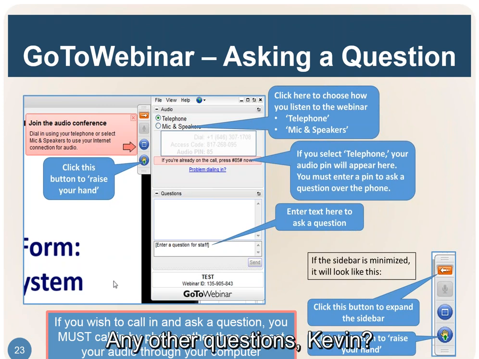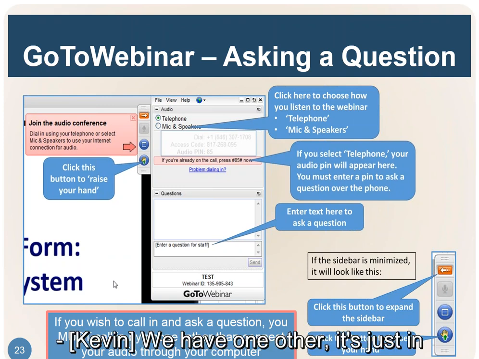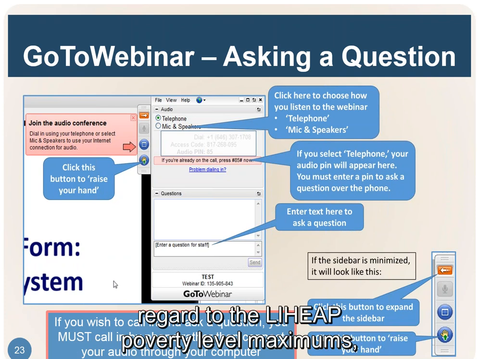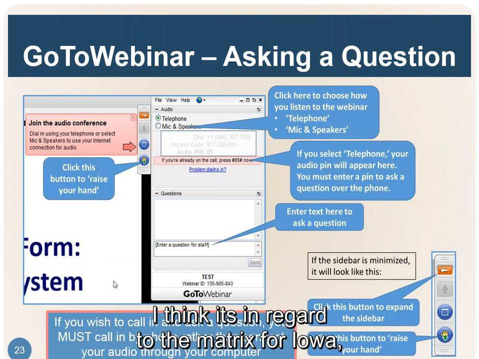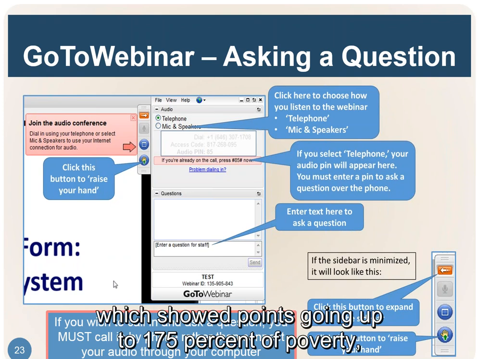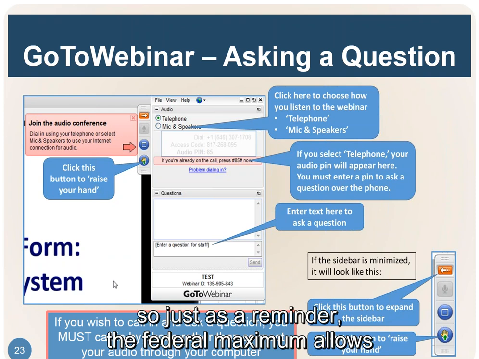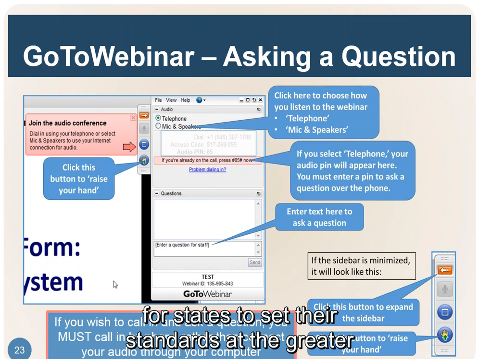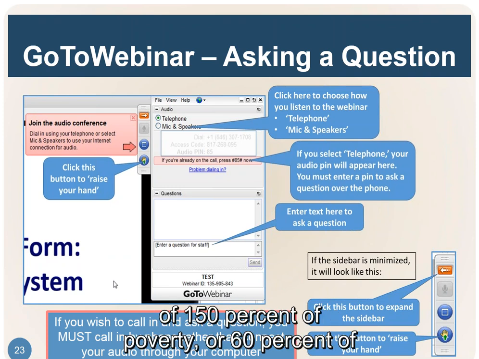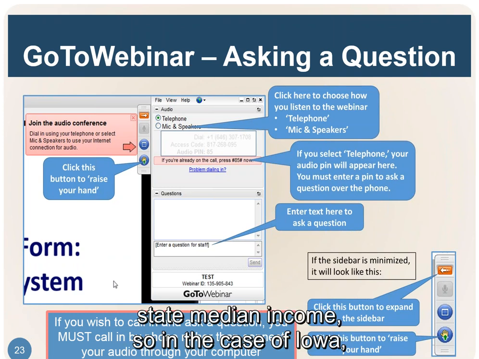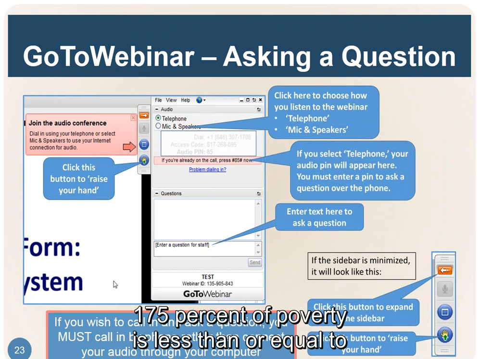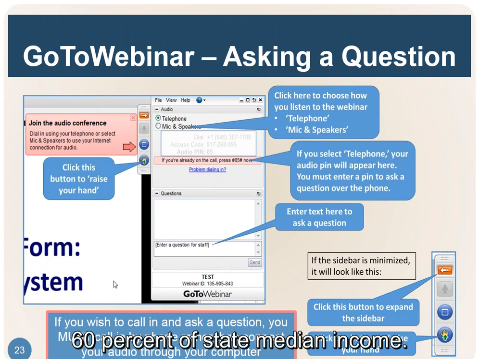Any other questions, Kevin? We have one other. It's just in regard to the LIHEAP poverty level maximums. I think it's in regard to the matrix for Iowa, which showed points going up to 175% of poverty. So just as a reminder, the federal maximum allows for states to set their standards at the greater of 150% of poverty or 60% of state median income. So in the case of Iowa, 175% of poverty is less than or equal to 60% of state median income.